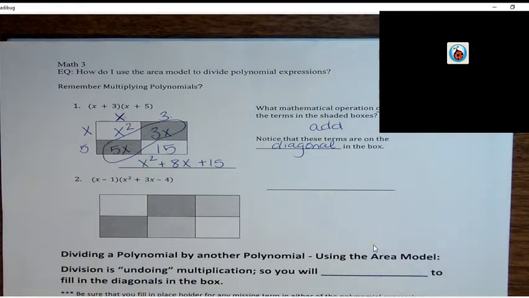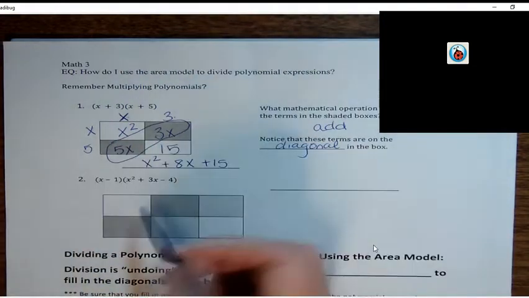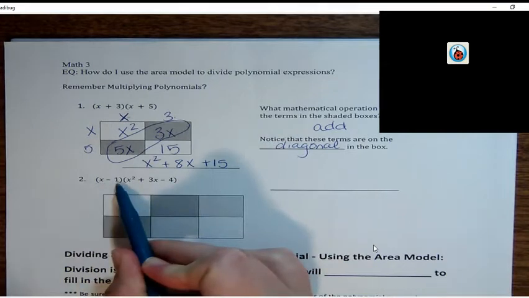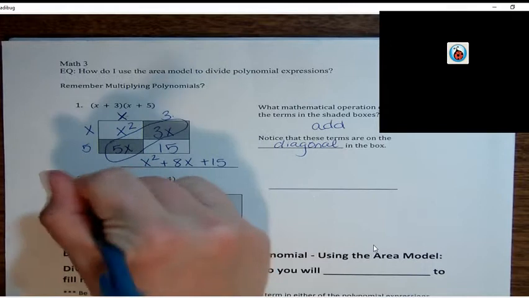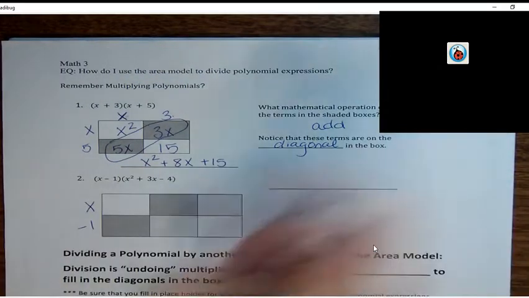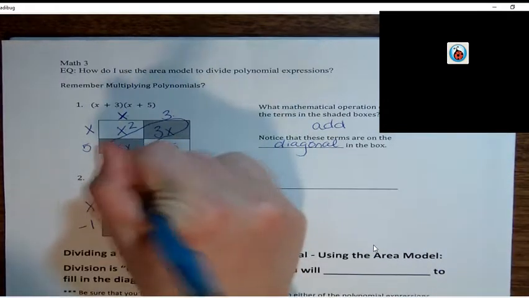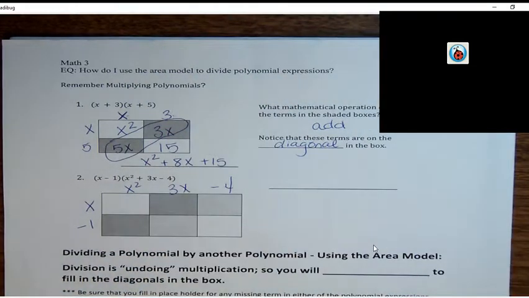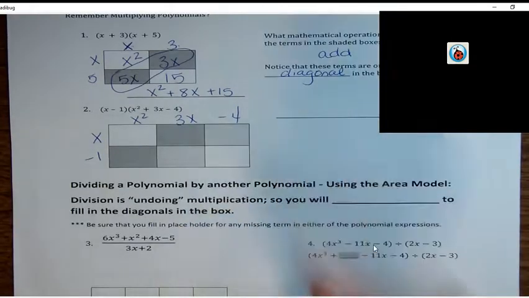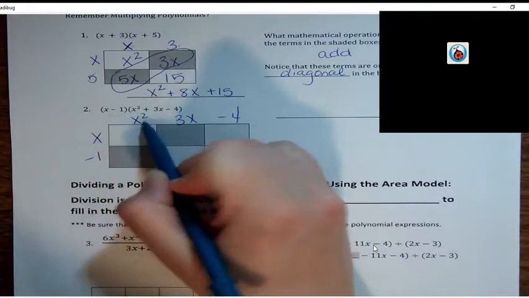Okay. So in number 2, we're going to multiply again. We have a 2-term polynomial and a 3-term polynomial. The 2-term is going to go on the left, so I'm going to have an x and a -1. The 3-term is going to go on the top. I'm going to have x squared, 3x, and -4. Okay, so I'm going to multiply left and top. So on the left, I have x. On the top, I have x squared.